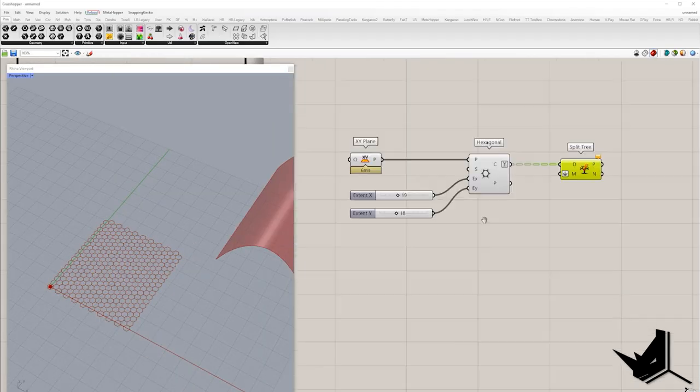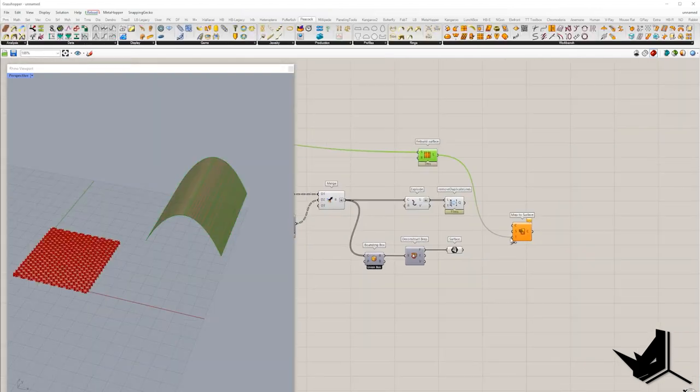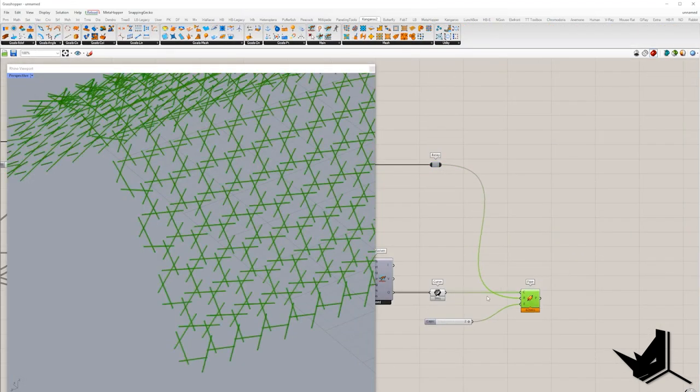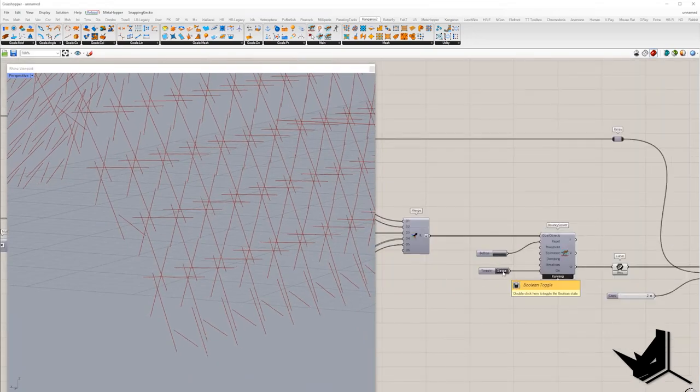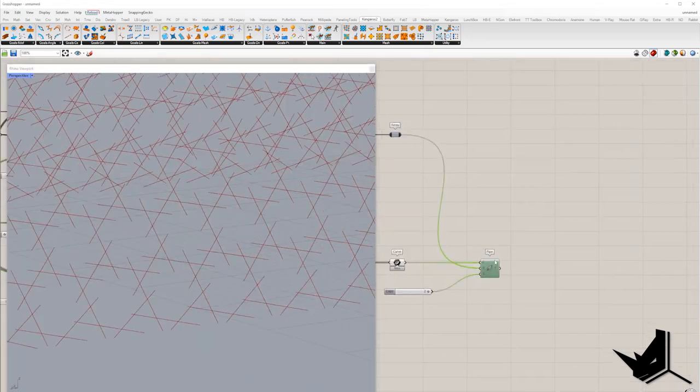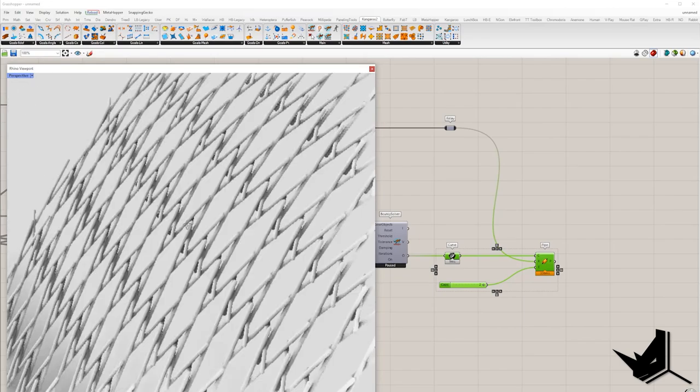The base of the project is a hexagonal grid mapped on the surface, and from its segments the sticks are generated. Their position is based on collision and physical solver using Kangaroo plugin.